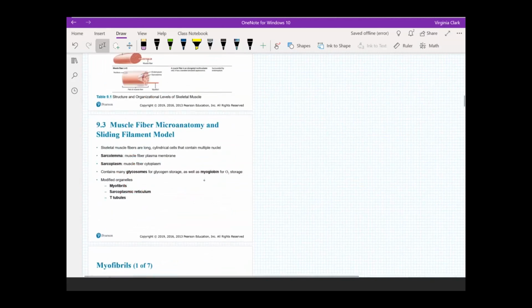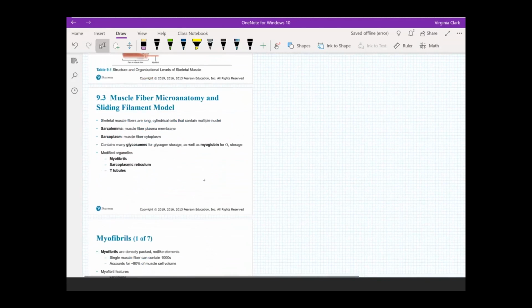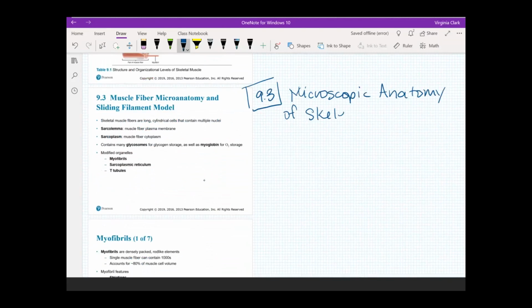Okay, so the next for 9.3 and 9.4, these are the heaviest focuses for this first half of chapter 9. 9.3, we just did the gross anatomy, so now we're going to do microscopic anatomy. So this is the microscopic anatomy of skeletal muscle fibers. And this is going to be pretty nitty-gritty. The microscopic structure of skeletal muscle fibers.